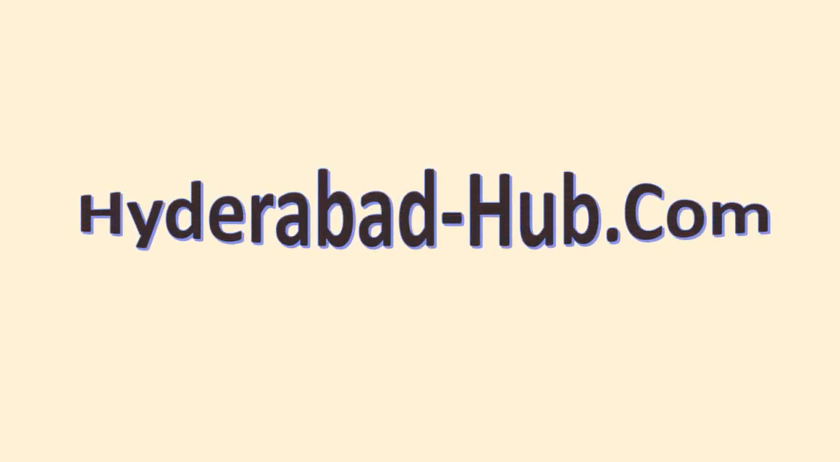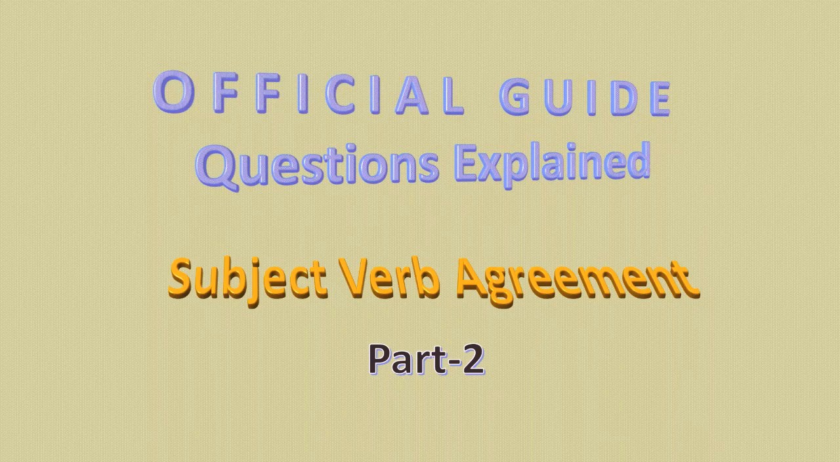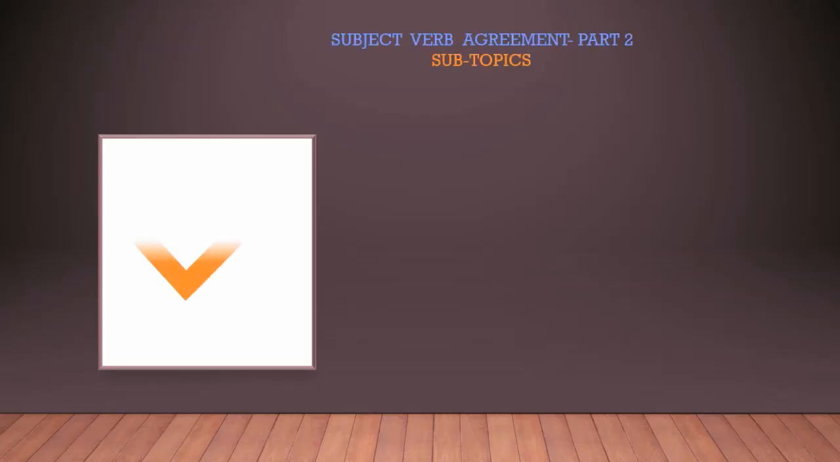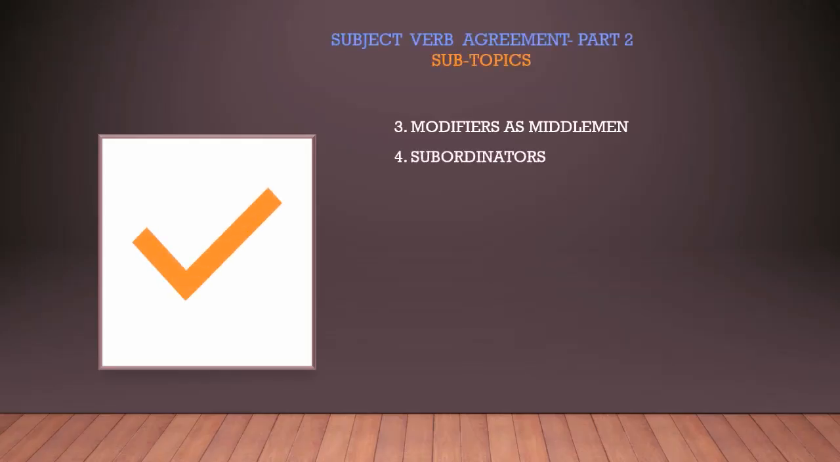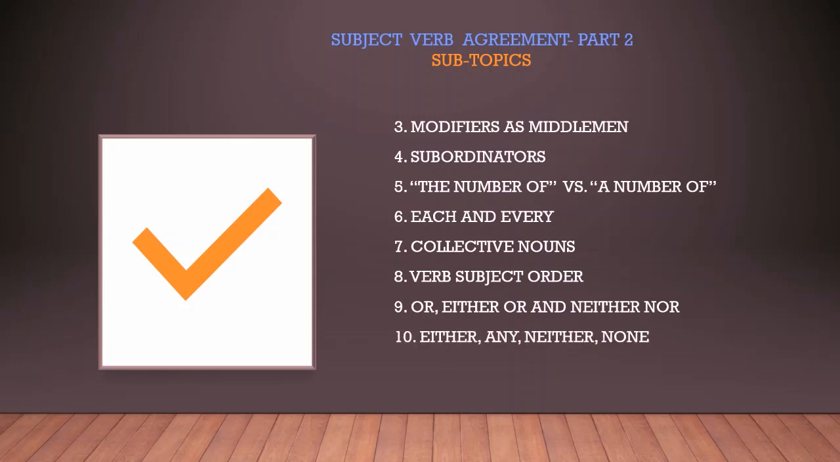A few days ago, I posted GMAT sentence correction, subject-verb agreement part 1. I discussed a few basics of sentence correction and some subject-verb agreement rules. In this video, I discuss the remaining topics of subject-verb agreement. For a good understanding of subject-verb agreement, please watch subject-verb agreement part 1. Then you could watch part 2. I have given the link in the description for my part 1 video.